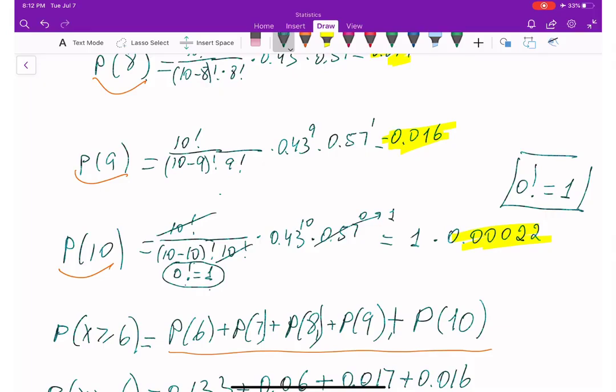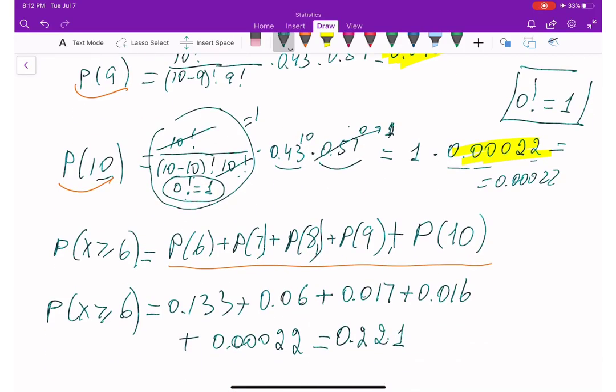And 10 factorial will be cancelled with 10 factorial. And here also 0.57, it's going to be 10 minus 10, right? Because n is 10, minus x is also 10. So you get 0. And any number to power 0 will give you 1. So this fraction is equal to 1 times 0.43 to power 10, which is 0.00022, and this 0.57 to power 0 is 1 also.